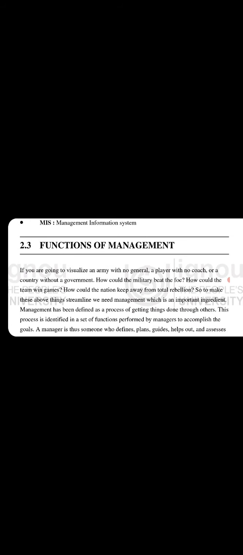So what are the main functions or functionalities of management while framing MIS? First one is planning, second one is organizing, third one is directing, fourth one is staffing, and fifth one is controlling. So first one is planning. If you are going to visualize an army, first one is planning. So what is planning?